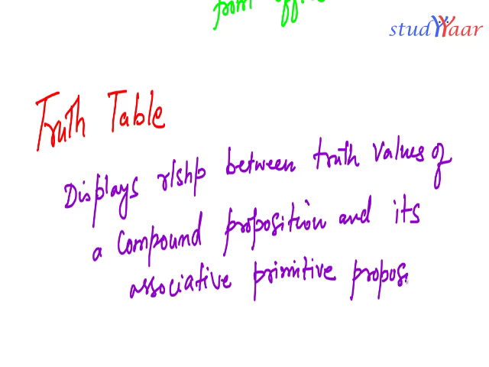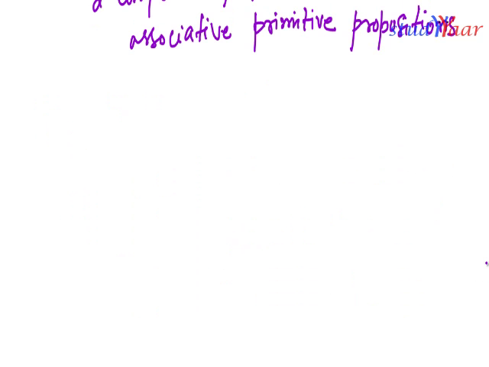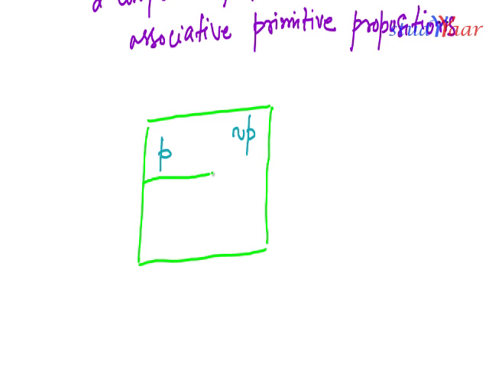So let's suppose that I have a primitive proposition P, okay, and I would like to understand what the truth values are of a compound proposition created with the help of negation. Okay, so it happens like this. I create a table, okay. It is going to have a primitive proposition which is P, okay.